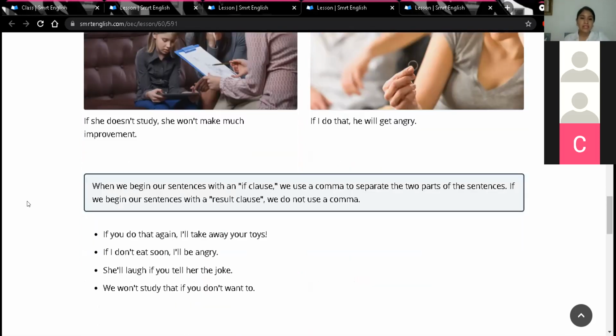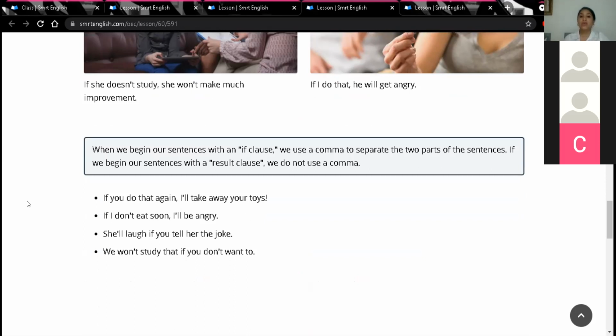When we begin our sentences with an if clause, we use a comma to separate the two parts of the sentences. If we begin our sentence with a result clause, we don't use a comma. It's what I told you before. I can start it with the result clause or with the if clause, and it won't change anything in the meaning. No me va a cambiar nada en el significado. It's gonna be exactly the same.